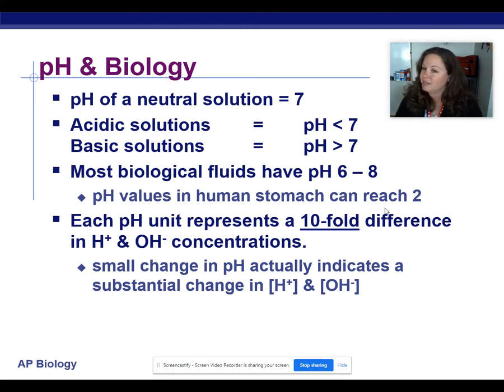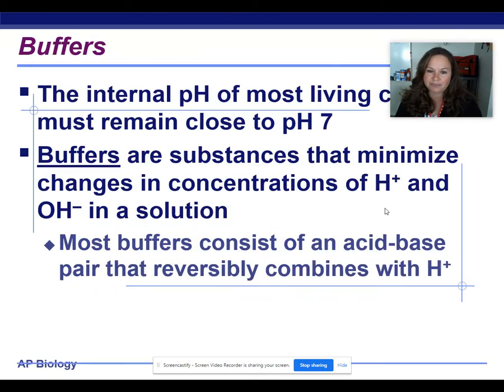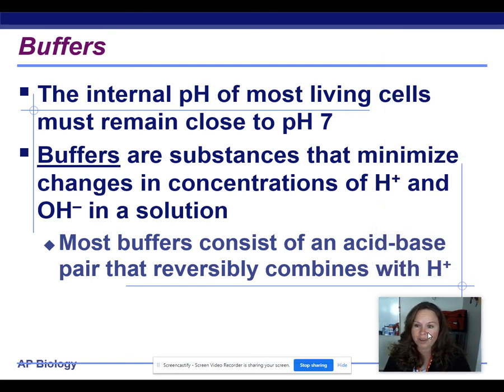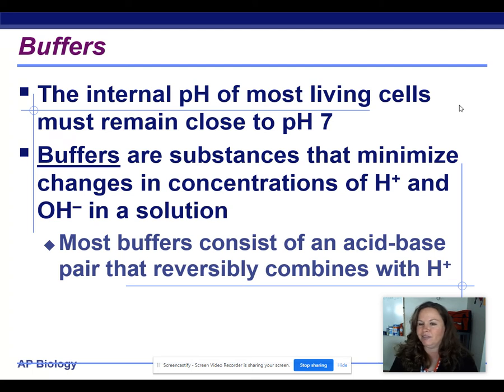And even though it doesn't sound like much, a 10-fold difference is a lot, especially when we're talking living organisms and cells. A 10-fold difference can mean the difference between a cell that lives and a cell that dies. So we have to be very careful. So we want most living cells to be about 7, unless you are maybe a member of domain Archaea and are adapted to living somewhere that's acidic or basic.